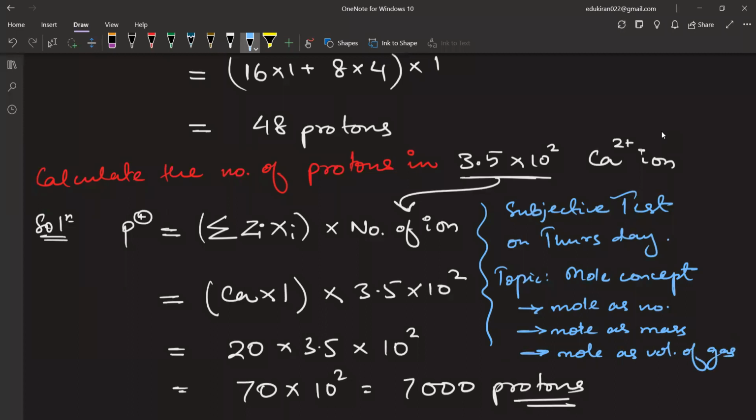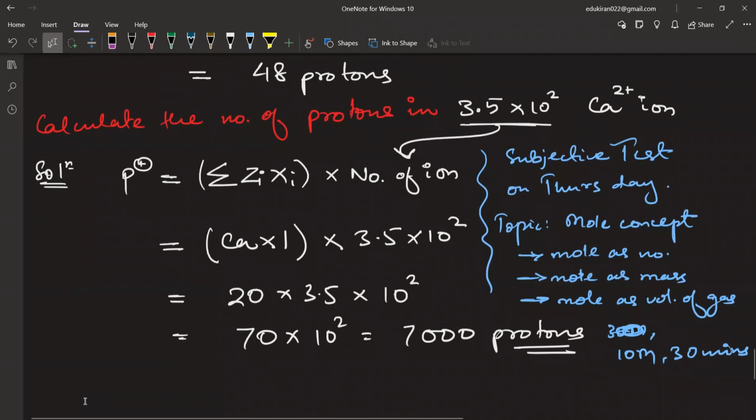Also remember, it will not be all numericals. You will get some theoretical questions also. Some definition type questions will also be there. It will be of 30 marks, no, it will be of 10 marks and 30 minutes, after the class. Write this down, all of you.